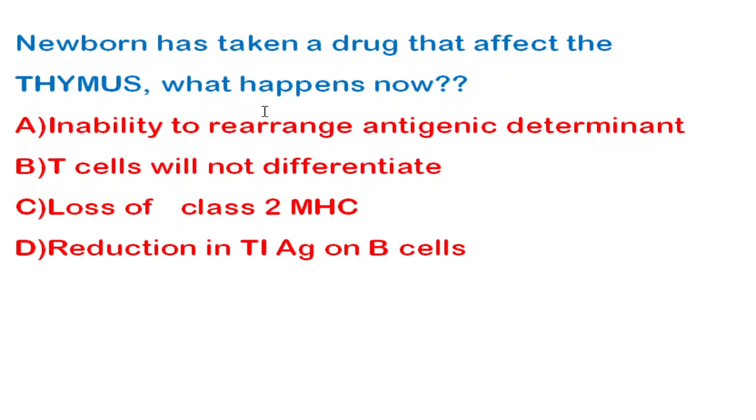So we all know the correct option is option B. When the newborn doesn't have a thymus, or when he takes any drug that makes the thymus non-functional, ultimately his T cells will not get the process of differentiation, because we all know T cells originate from bone marrow, and differentiation occurs in the thymus.